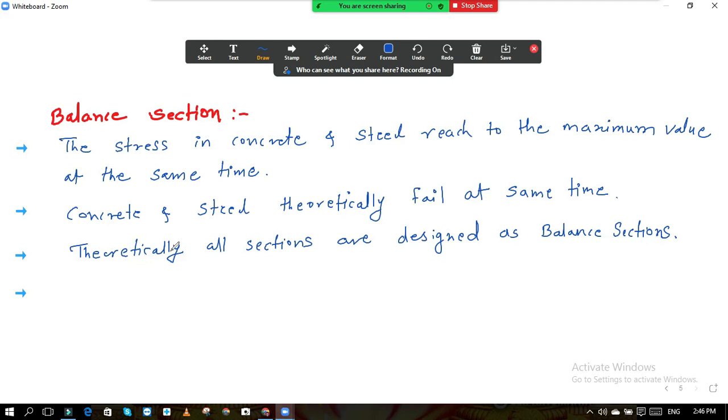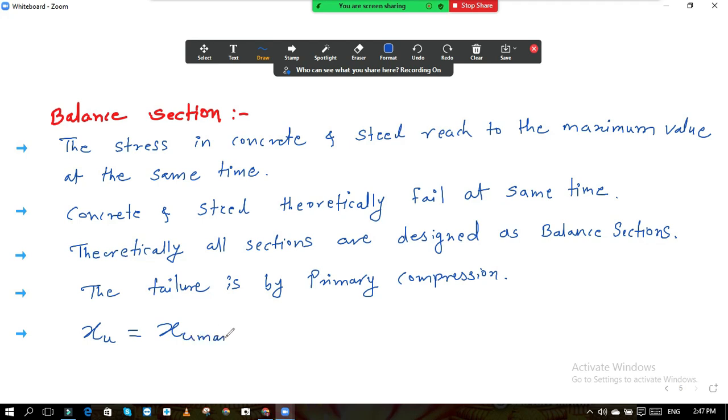Then the failure is by primary compression. And the next important point here: in the balanced section, Xu is equal to Xu max. These are some important points to read once. I will not go into much more depth as you have already studied this.